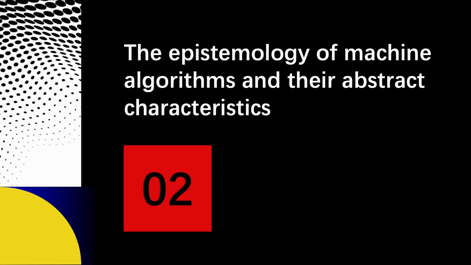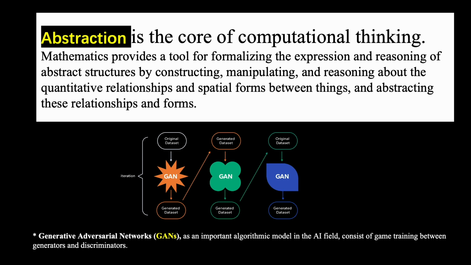Second part, the epistemology of machine algorithms and their abstract characteristics. Abstraction is the core of computational thinking, and mathematics provides a tool for formulating abstract structures by constructing, manipulating, and reasoning about the quantitative relationships between objects. GAN, as an important model in AI, involves constant game training between the generators and the discriminators. So information, codes, language, and abstraction are integrated. Through the algorithms, they are transformed into images with basic elements.